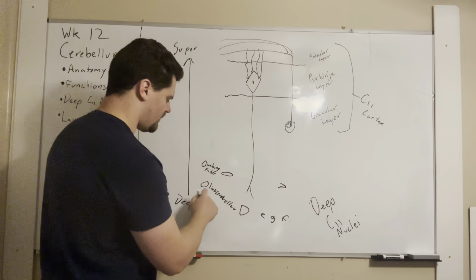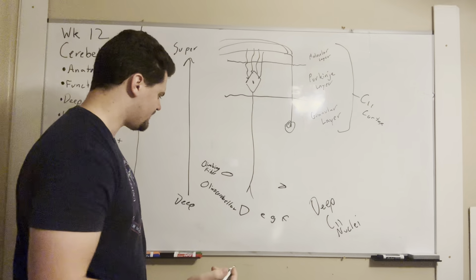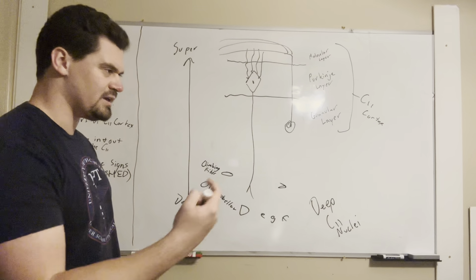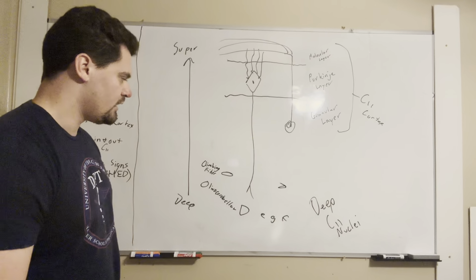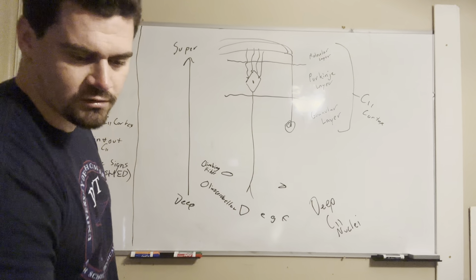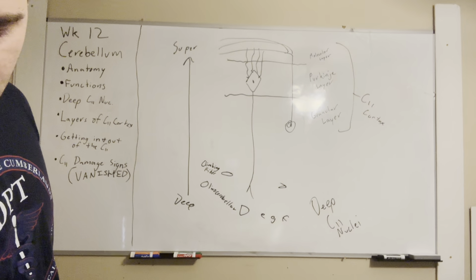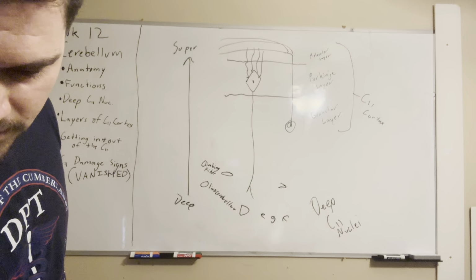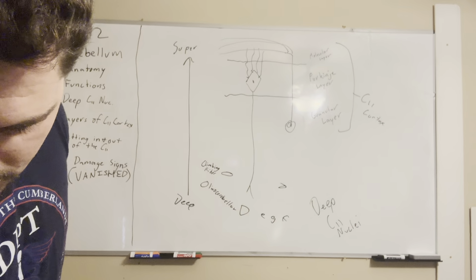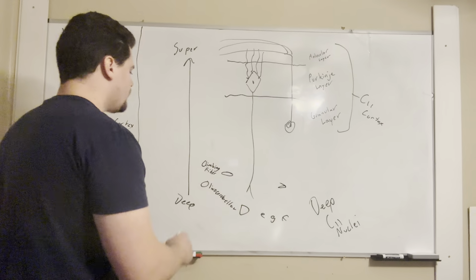And you say olive. That has to be one of the olivary nuclei, right? It has to be either the superior or the inferior. And it's going to be the inferior olivary nucleus. Inferior olivary nucleus. That's right. Okay, just making sure.